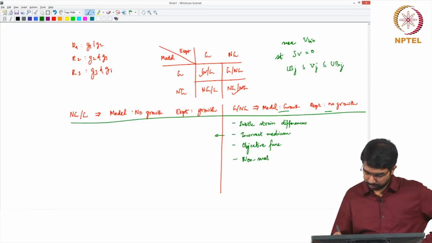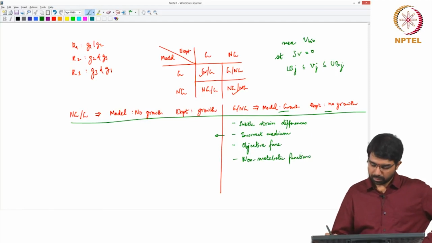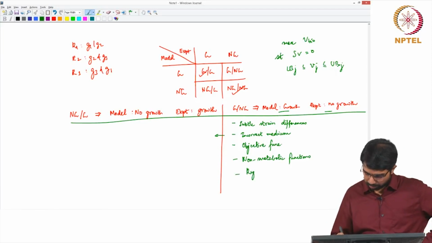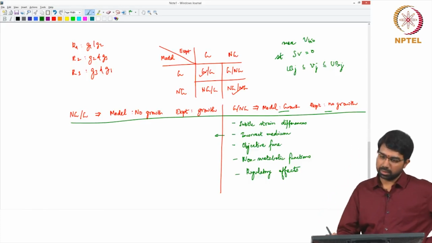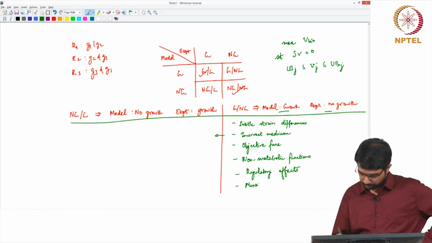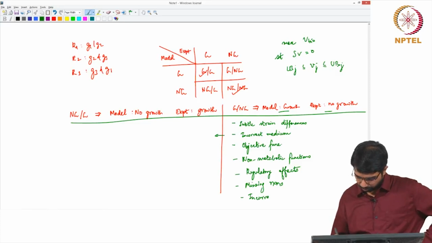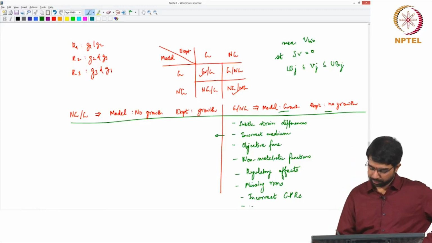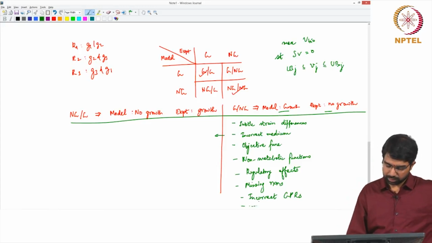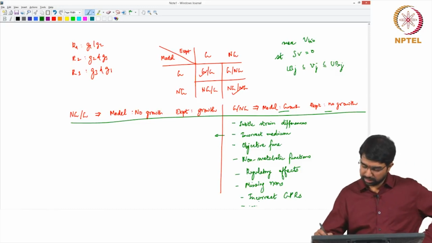Non-metabolic functions, and commonly regulatory effects, missing reactions, incorrect gene protein reaction associations, and so on and so forth. Obviously, this is the more common error.